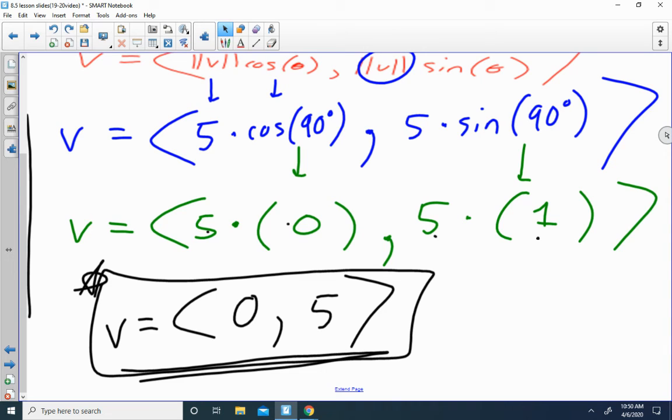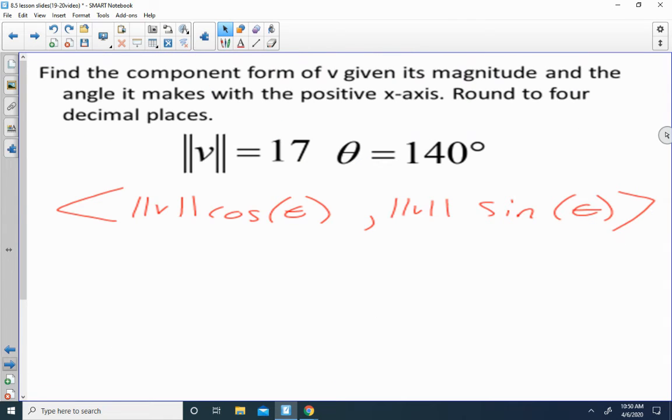Done. Piece of cake. All right, let's just try another one because they're not always going to be as clean as this one was. Brace yourself, we're about to get some decimals. So now we're going to find the component form of this vector. Let's call it vector v. And we're going to use this formula with the magnitude of 17 and the angle of 140. So let's go ahead and plug the numbers in.